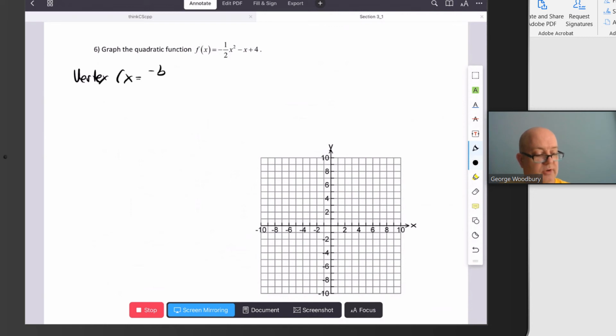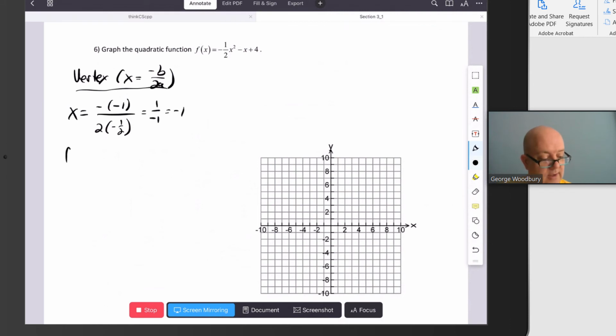X equals the opposite of b over 2a. For this example, that's going to be the opposite of -1 over 2 times a, which was -1/2. The opposite of -1 is 1. 2 times -1/2 is -1. So we've got 1 over -1, or -1.